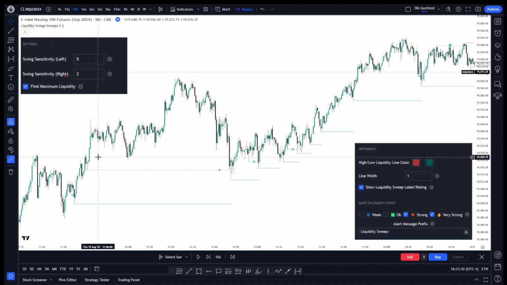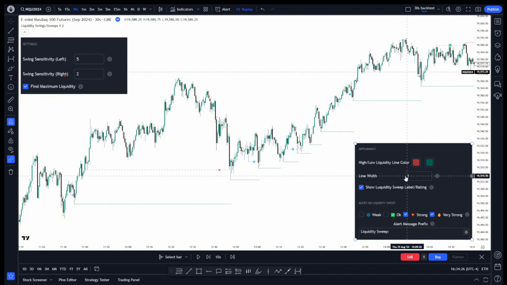Find Maximum Liquidity will actually look for the smallest swing highs and swing lows that only have one candle to the left or the right, to give you the idea of the total amount of liquidity that was swept by this particular drop. This setting does make the indicator a little bit slower, but it gives you a better sense of the total cumulative liquidity that was taken. It is on by default, but if you're not looking for that type of precision, you can always turn it off and just focus on the swing highs and swing lows and what swept them. Those are the three main settings in terms of functionality.